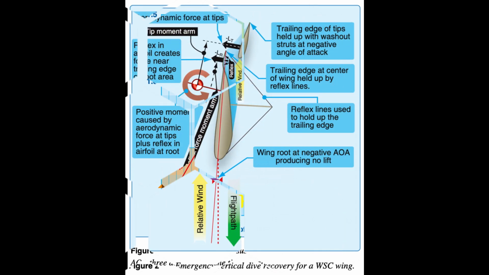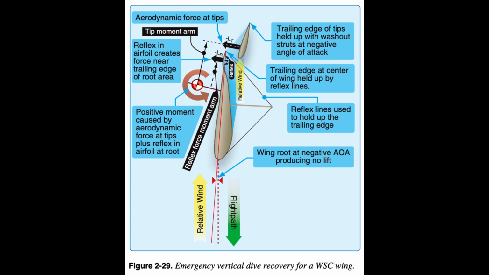When at very low angles or negative angles of attack, the WSC wing is designed so that the wing has positive stability or a nose-up aerodynamic moment. This is accomplished by a number of different systems: washout struts, sprogs and reflex lines, further explained in Chapter 3, that simply keep the trailing edge of the wing up in an emergency low/negative AOA dive situation.